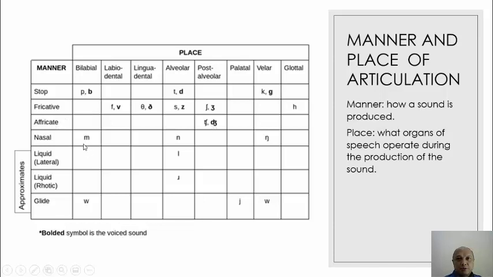We have nasal. We produce the sounds m, n, and ng, by playing with the flow of the air through our nose cavity and our mouth. Then you have liquid. Another one here, you have glide, like w, y. So this is how a sound is produced and what organs of speech are involved in their production.